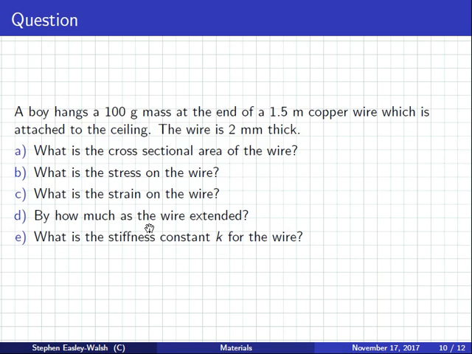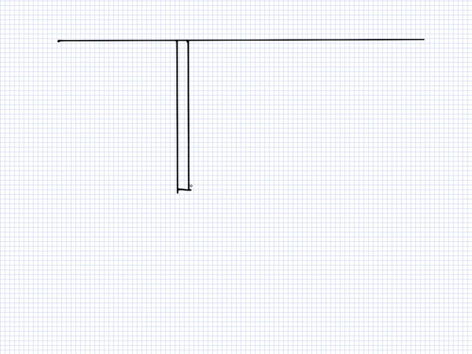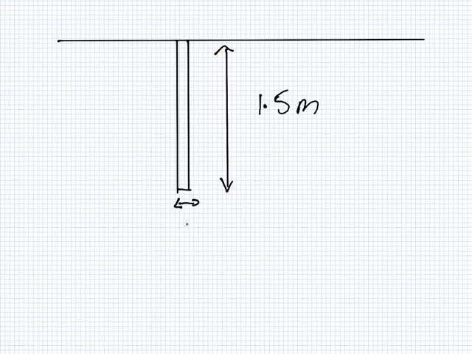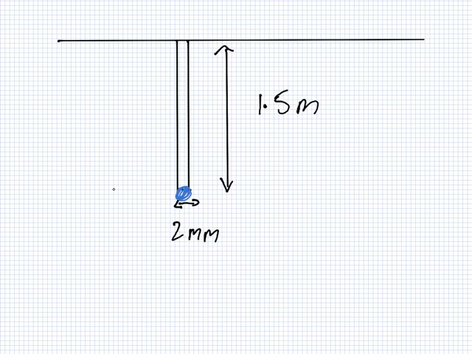Back to the buoy. A buoy hangs a 100-gram mass at the end of a 1.5 meter copper wire, which is attached to the ceiling. The wire is 2 millimeters thick. Okay, so let's draw that. Here is the wire. It is 1.5 meters. The thickness is 2 millimeters, and then the buoy hangs a 100 gram mass at the end of it.